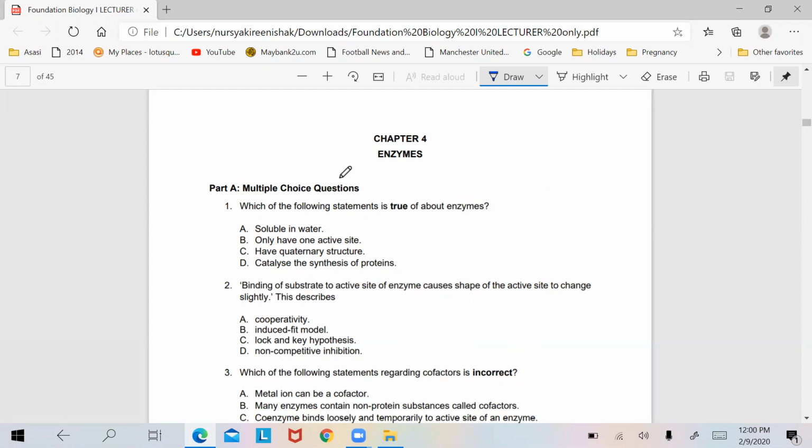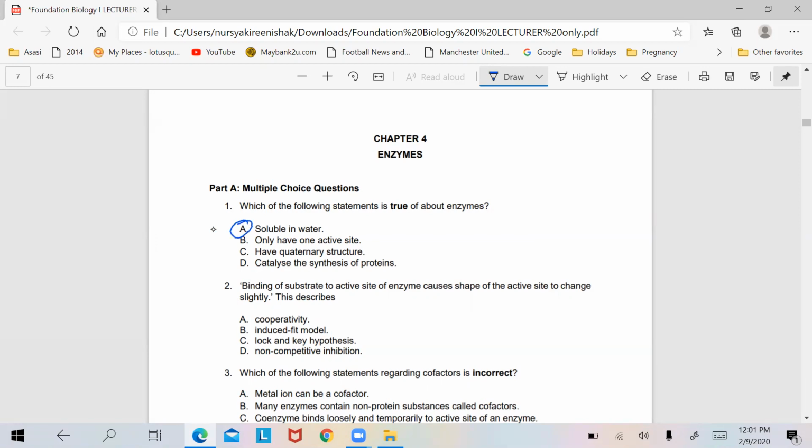As for globular proteins, they are soluble in water because enzymes are found in the living cells, and inside living cells, you have cytoplasm, which is an aqueous environment. Inside living cells, you have so many biochemical reactions that occur, and in order to catalyze the biochemical reactions inside living cells, it requires enzymes. That's why enzymes need to be soluble in water. So the answer will be A.